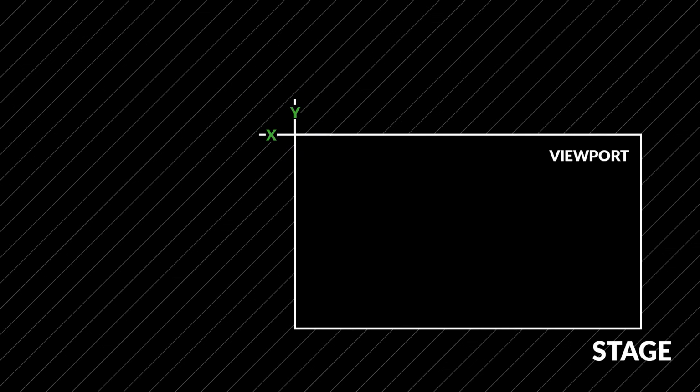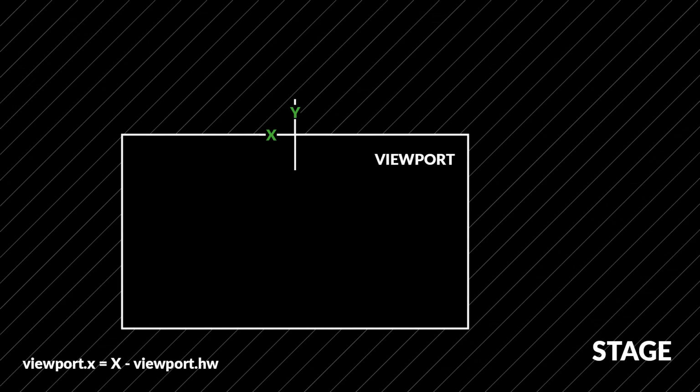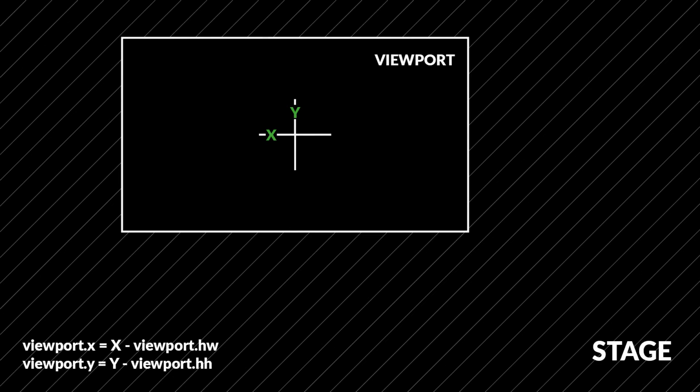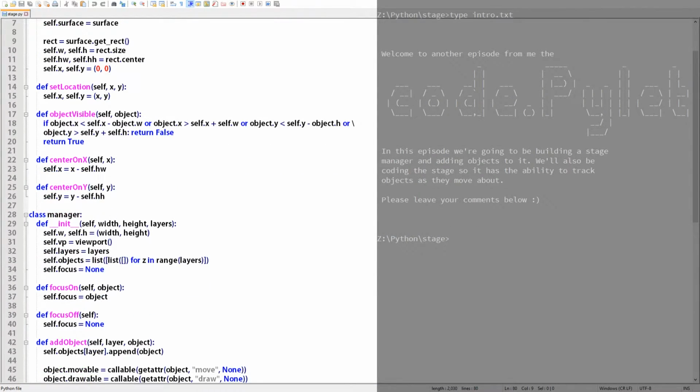In the center on X function, we have this equation, which is basically saying make the viewport's X location the same as the X location from the parameter minus half the width of the viewport. The result is this. The viewport is centralized to the X coordinate from the parameter. The same is also true for center on Y. It centralizes the viewport over the Y parameter. If we call both functions one after the other, then the viewport is centralized horizontally and vertically. We use this function later to centralize the viewport over an object in focus. So, that's the viewport class done.